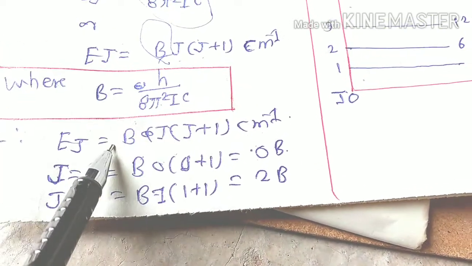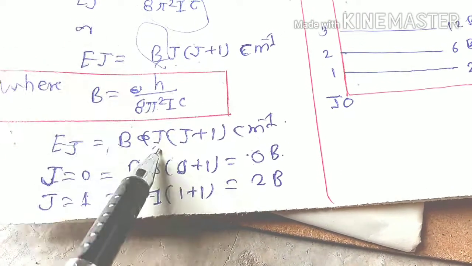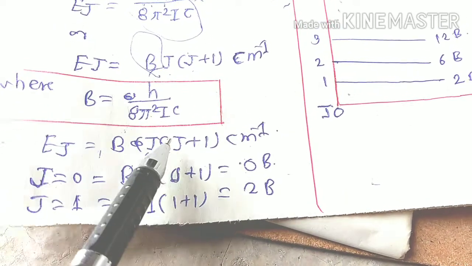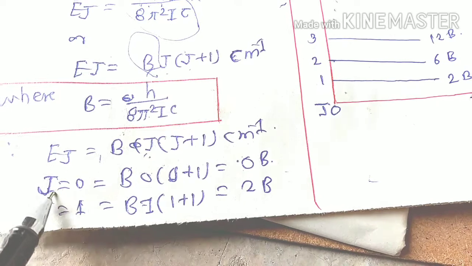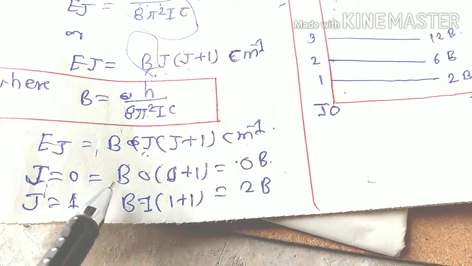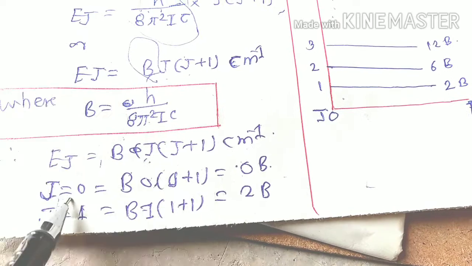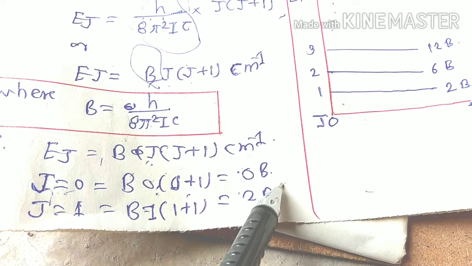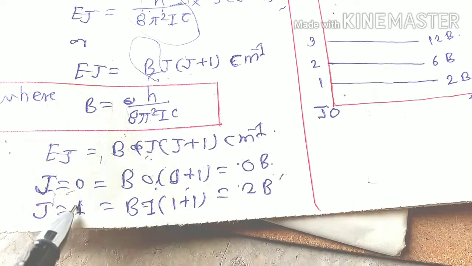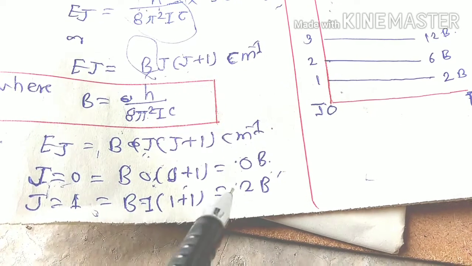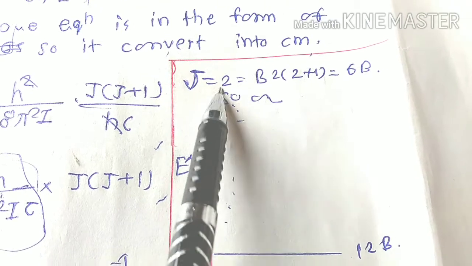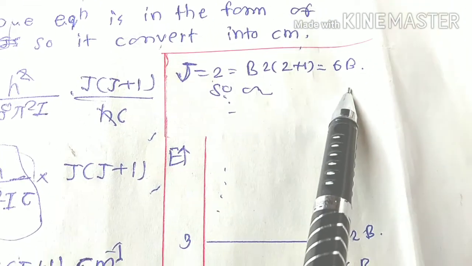So here we put values of j as 0, 1, 2, and so on. Some values of energy levels are derived here. Putting j equals to 0, Ej equals to b into 0 into 0 plus 1 equals to 0. When the value of j equals to 0, then the energy level is 0. When j equals to 1, then the energy level is 2b. When j equals to 2, then the energy level is 6b.